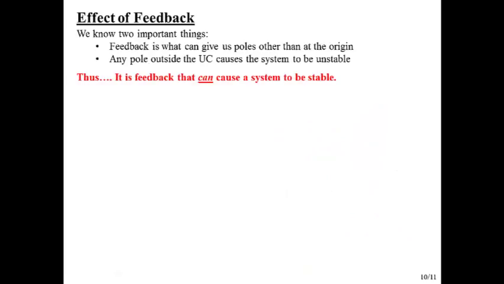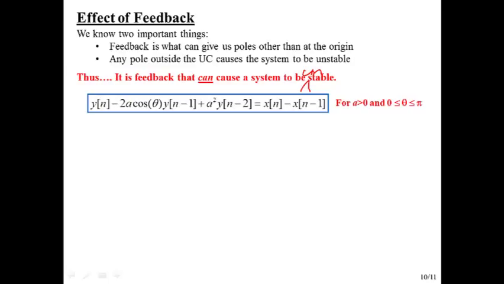We've talked about the effect of feedback. If we have no feedback, the only place we can have poles is at the origin. So feedback allows us to have poles other than at the origin and raises the possibility that some of those poles could be outside the unit circle and therefore cause the system to be unstable. Feedback can cause a system to be unstable, not stable. I should go and fix that in these notes. So let's take a look at that.